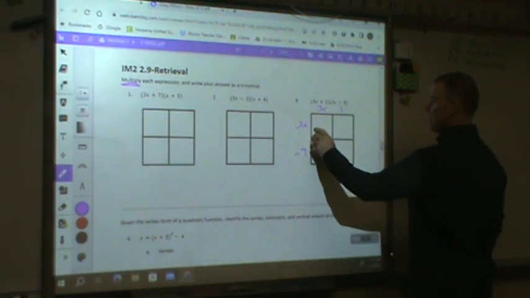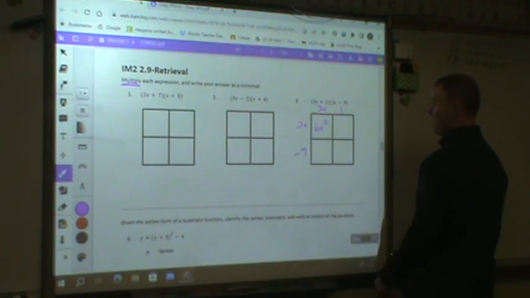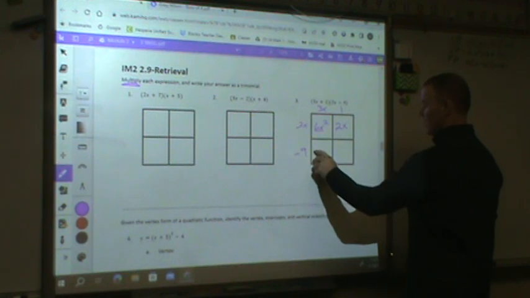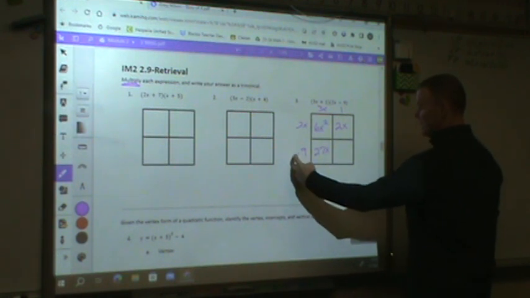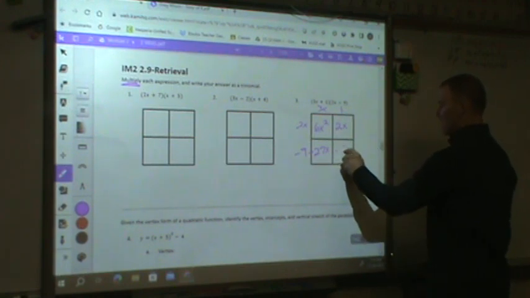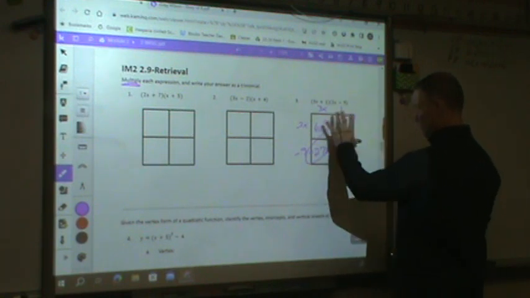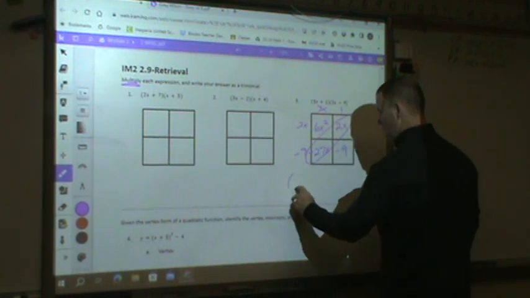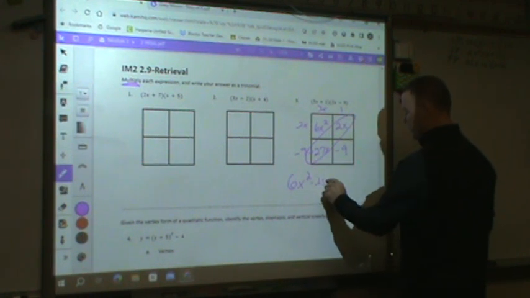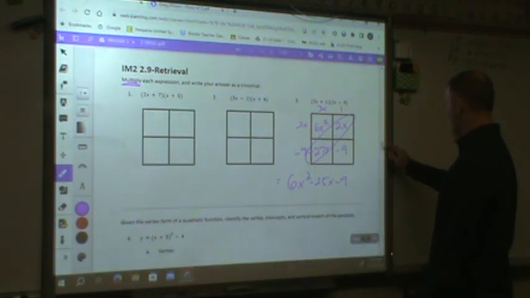So 3x times 2x is 6x squared, because 3 times 2 is 6, and x times x is x squared. 1 times 2x is 2x. 3x times 9 is 27x, but it's a negative 9, so it's negative 27x. Negative 9 times 1 is negative 9. I'm going to combine these two sections. So here's my four terms, but I'm going to write it as one expression: 6x squared minus 25x minus 9. So there's a bit of a review. We did a couple of those the previous day in class.